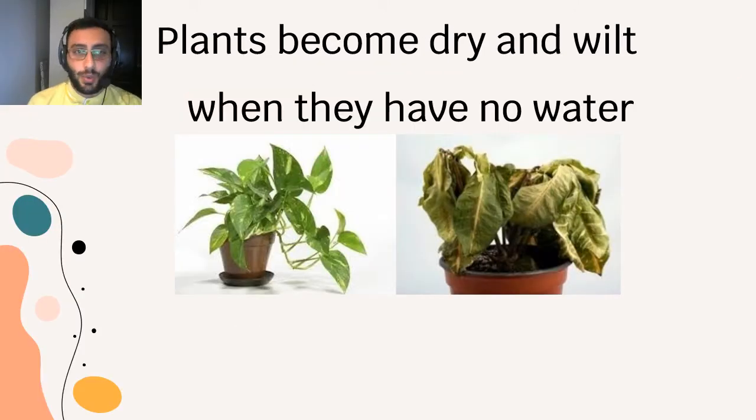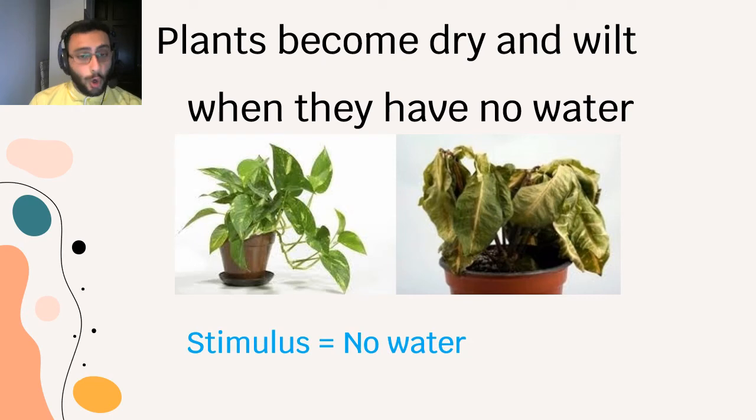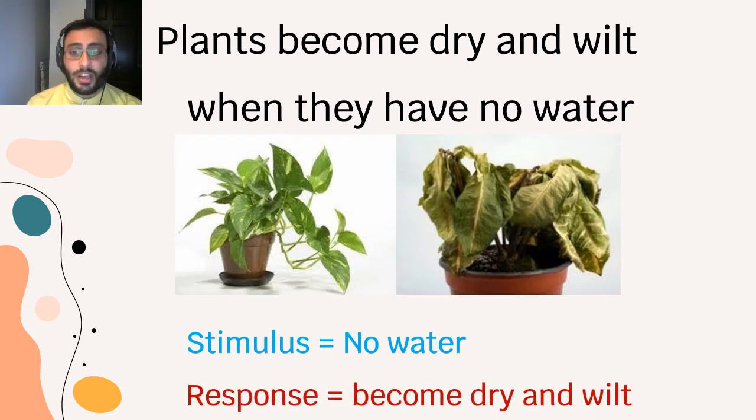All right, let's look at this one. Plants become dry and wilt when they have no water. Remember, when there is no water, so it's dehydrated. So, what is the stimulus? What is the response? The stimulus is no water. When there is no water, what is the response of a plant? Uh-oh, it will be dry and wilt. Let's see if you're correct. Yes, no water. The response is it becomes dry and wilt.